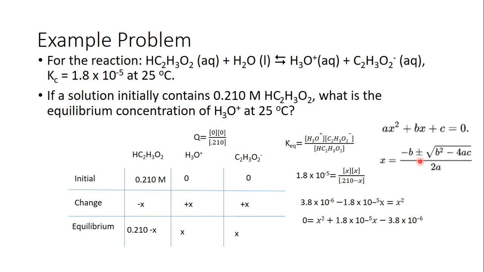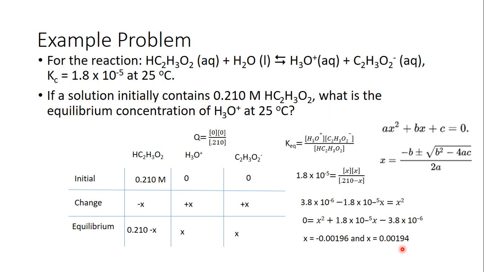Now this plus and minus means you have to solve this equation twice. The first time you solve this equation, you add your square root term to negative B. The second time you solve this equation, you subtract your square root term from negative B. So you'll actually get two answers for X when you do this. And for me, I got negative 0.00196 and 0.00194.